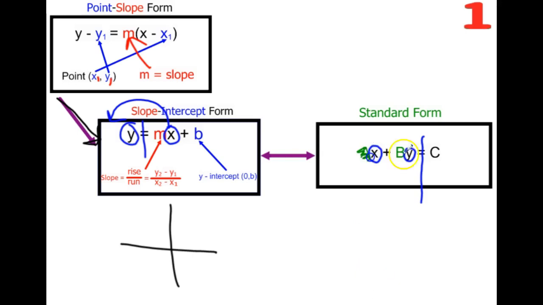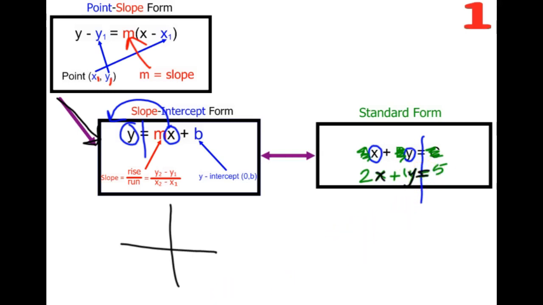These numbers, a, b, and c, I don't really care what they are. They're not really letters, they're really just numbers. So your equation might be 2x plus 1y equals 5. All I care is that x and y are on the same side of the equal.